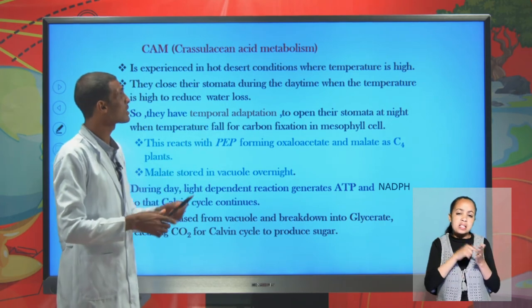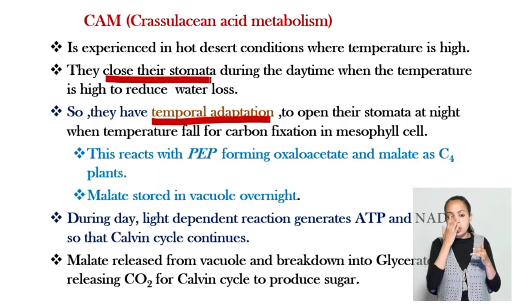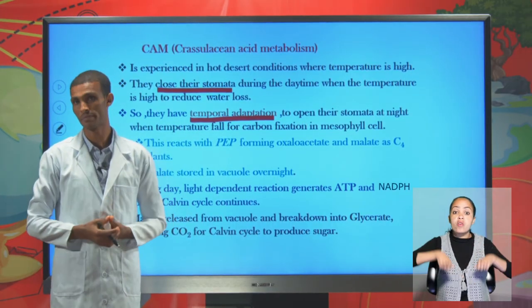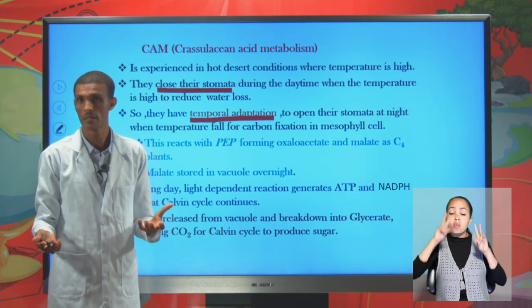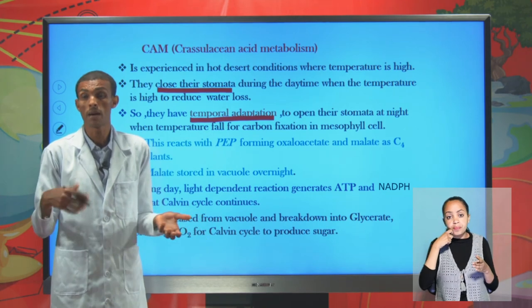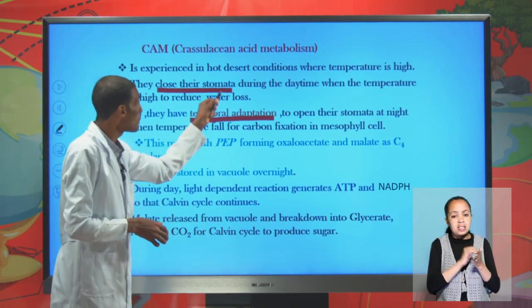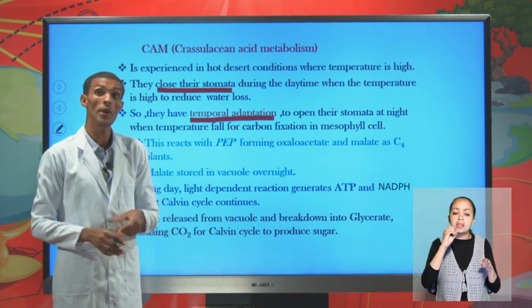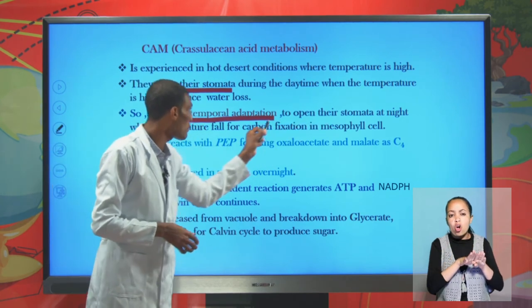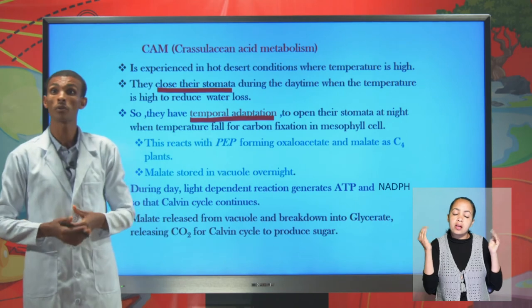By that, this type of plant has its own adaptation, which I mean is a seasonal or temporal adaptation, not a spatial adaptation. They are adapted to close their stomata during the daytime when the temperature becomes high, to reduce the rate of evapotranspiration. If the rate of evapotranspiration becomes high and the plants open their stomata, the plant may dry out and the rate of photosynthesis goes to zero. By that, they developed a strategy to close their stomata during the daytime when the temperature is high to overcome water loss. And they open their stomata temporarily, or seasonally, during the night time to carry out carbon fixation.